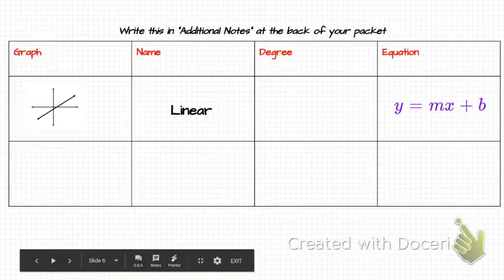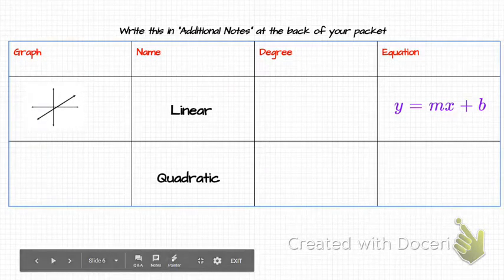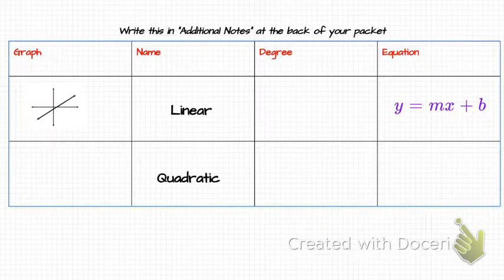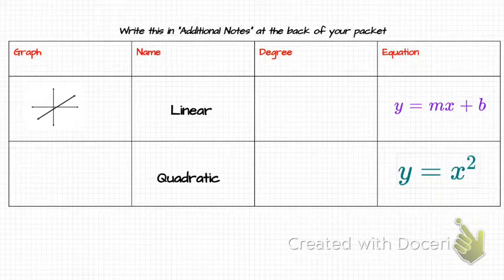Then the next type of equation, the year after that, after you guys were in IM1 and IM2, you guys learned about quadratic equations. So there's the next line down. The next function we'll talk about is called a quadratic equation. And we just said that the parent function for quadratic is y equals x squared.